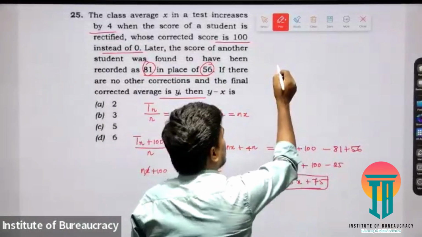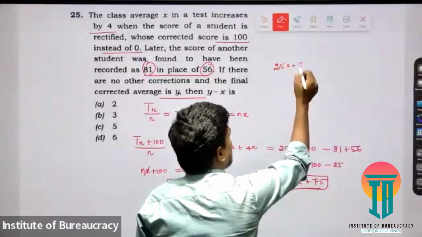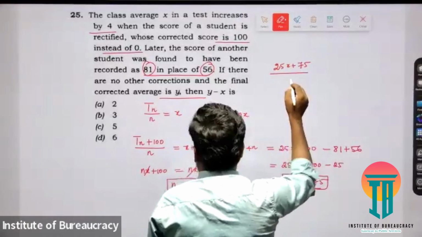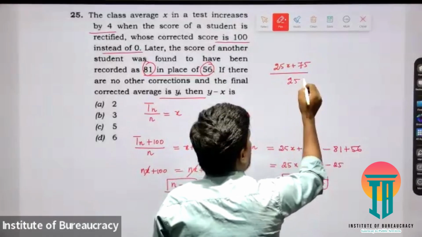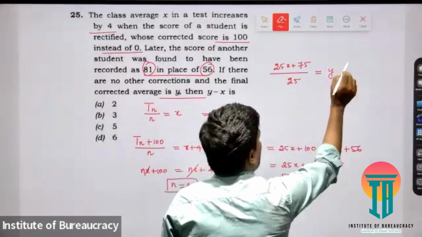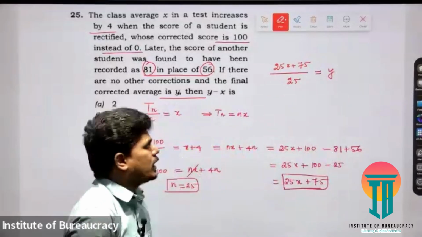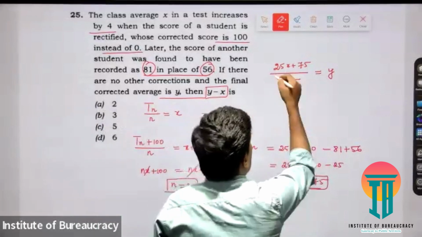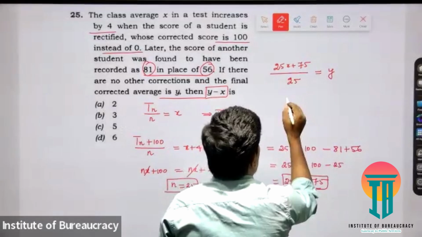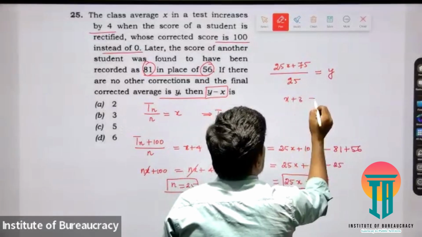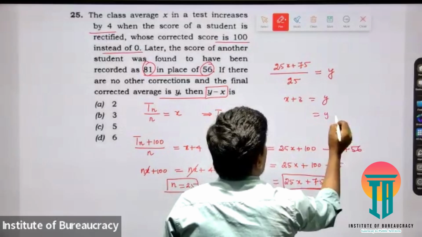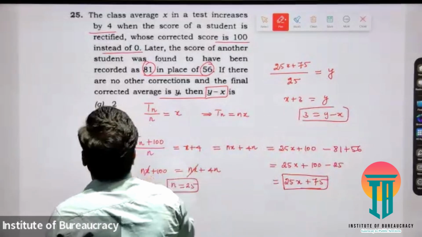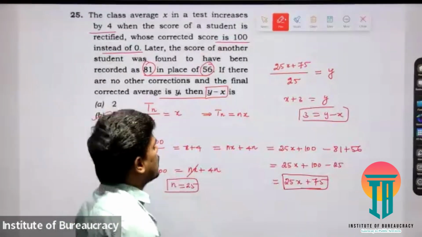Now the average: 25x plus 75 divided by n, the number of students. N is 25. This is denoted by y. The corrected average, they are saying as y. Now they are asking what is y minus x. From here, try to find y minus x. If you divide by 25, you will be getting x plus 3, which is equal to y. So your y minus x is equal to 3. Y minus x is equal to 3 is the answer option.